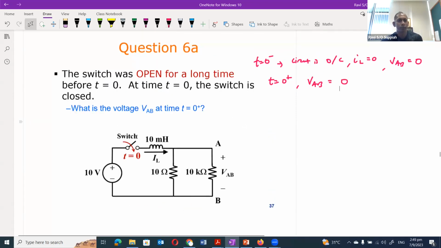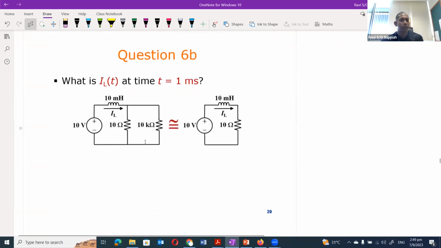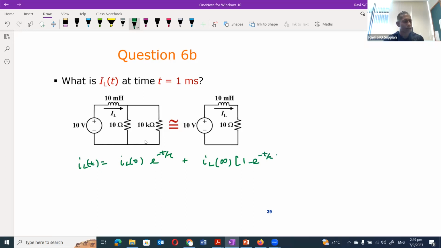So that is the first question here. And then they ask, what is IL at time t equals 1 millisecond? At t equals 1 millisecond, your current is now flowing through the inductor and these two resistors, correct? So we can use the expression as we know it, which is IL(0) e to the minus t by tau plus IL(infinity) times 1 minus e to the minus t by tau.